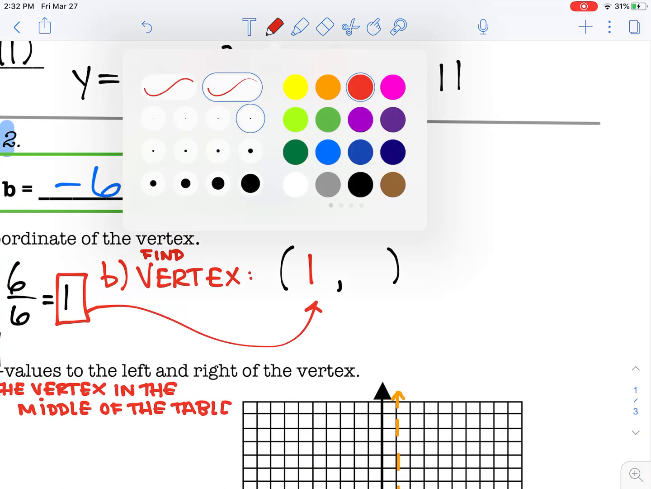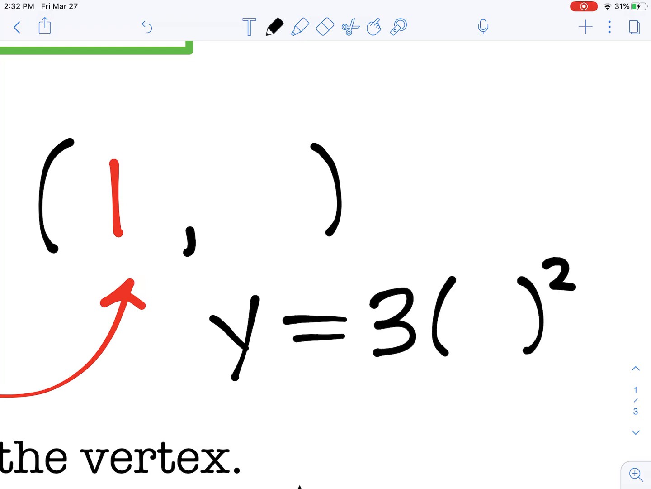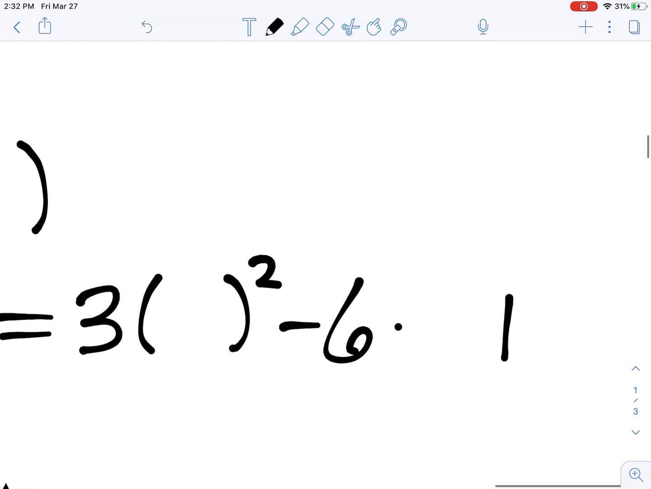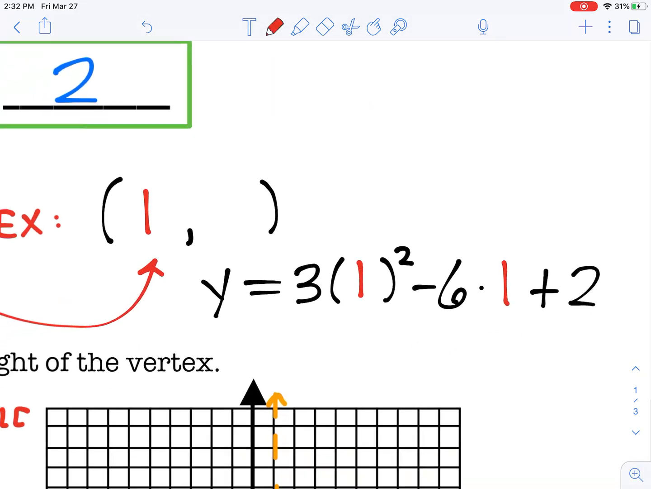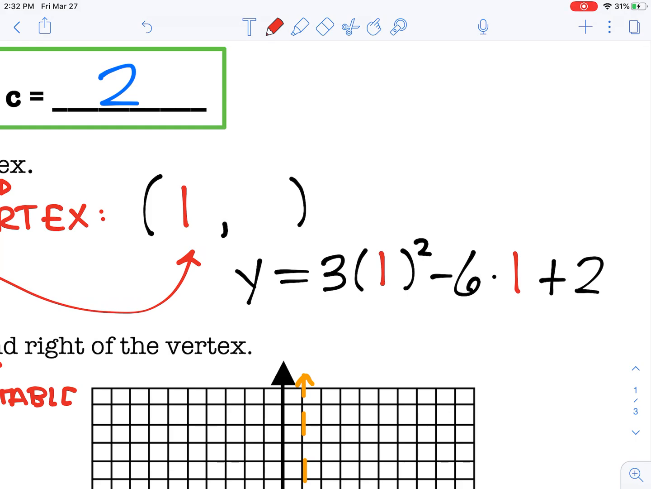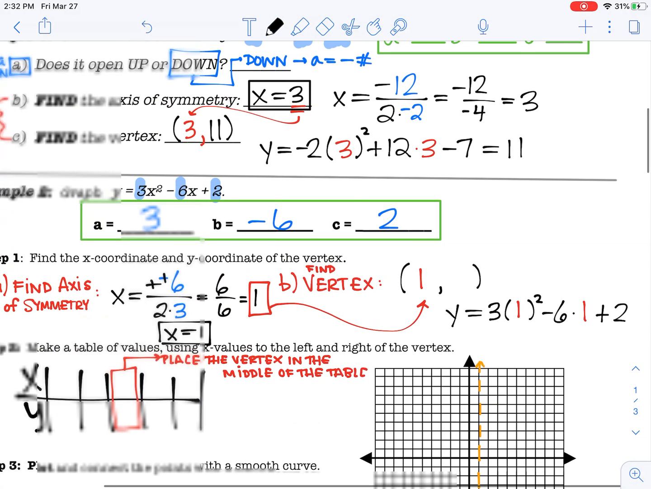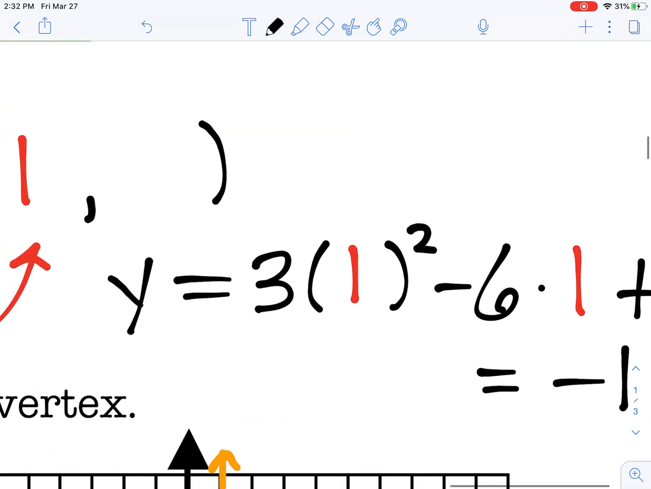And to find our y, we're going to plug 1 in for x and all of the x's in our equation. So we have 3 times 1 squared minus 6 times 1 plus 2. I believe when you plug that into the calculator or do it in your head, you should get this to be a negative 1.